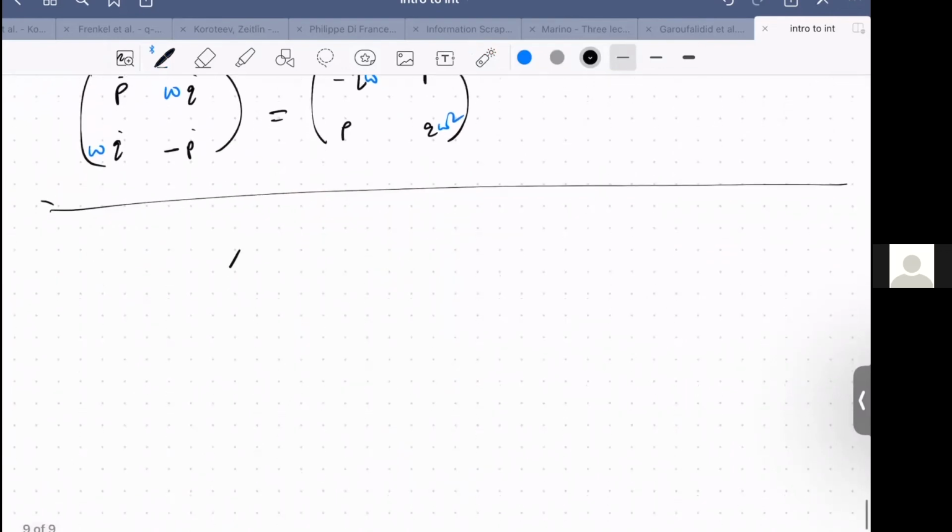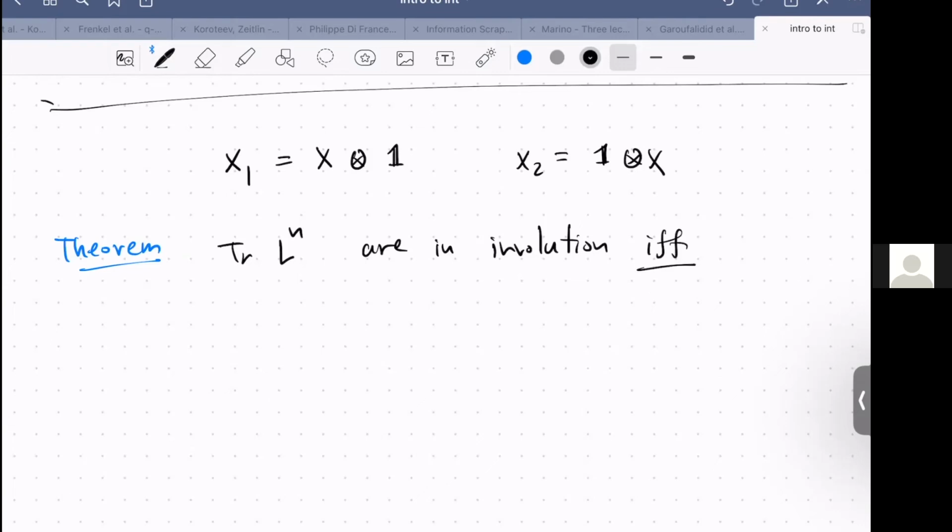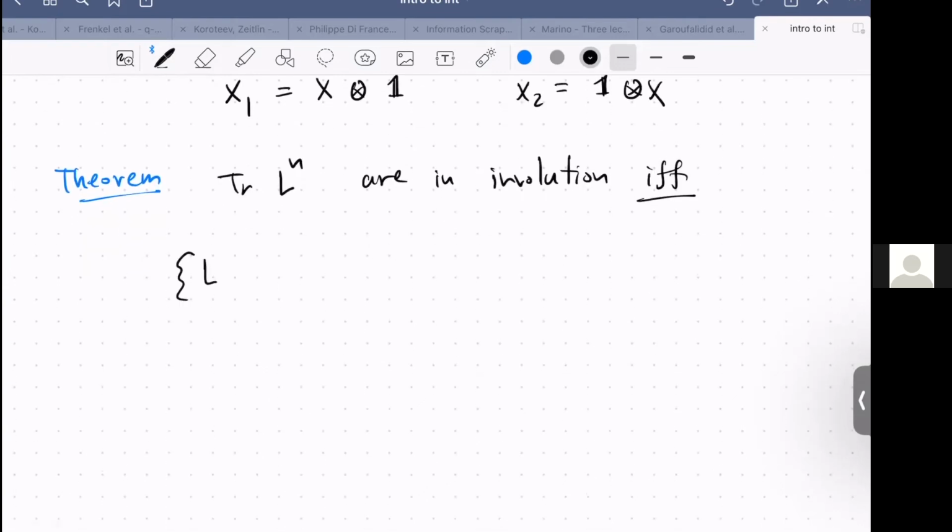Now, let me introduce this notation that for any matrix X, I will say that X1 is equal to X tensored with an identity operator. And X2 is going to be an identity operator tensor X. Then the following is a theorem that these traces of things, they are in involution if and only if the following equation holds. [L1, L2] equals [R12, L1] minus [R21, L2].